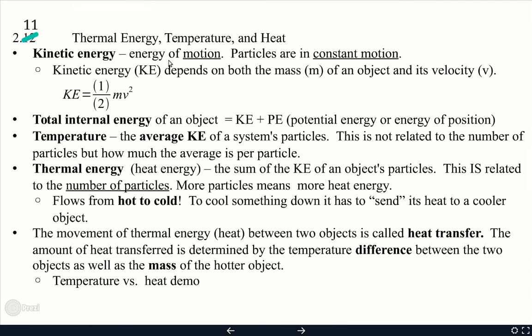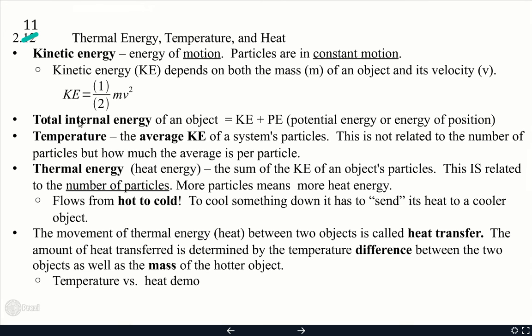Kinetic energy, remember, is that energy of motion. Particles are constantly moving. Even solids are constantly moving. And kinetic energy depends on both the mass of the object and the velocity. So this is the formula. Kinetic energy is 1/2 mv squared. You should have seen this in the past. We're not actually going to need to use this, but this is just to remind you about that formula.